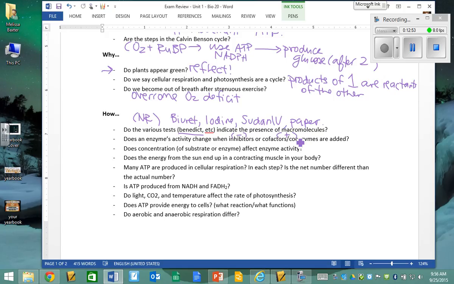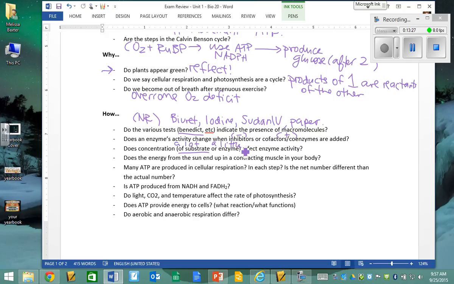The next question is about concentration. The concentration of the substrate affects enzyme activity a lot. The concentration of enzyme, only a little bit. And that's because enzymes can be reused. So generally, I don't need a ton of them because I'm going to keep using them over and over again. But the concentration of substrate makes a difference. If there's no substrate to come into contact with the enzyme, the reaction will be a lot slower.